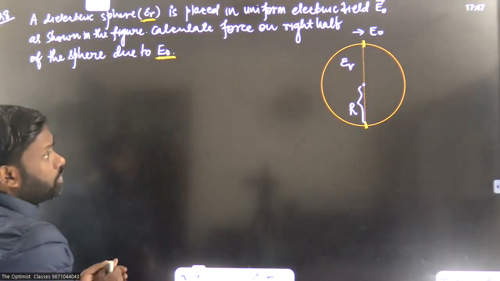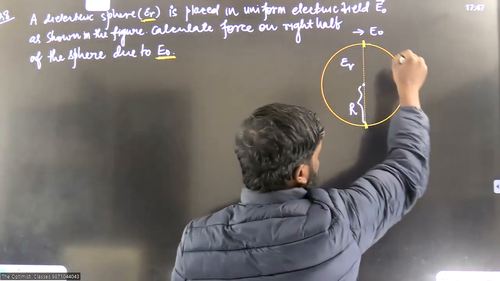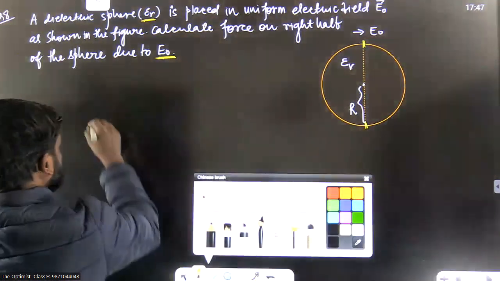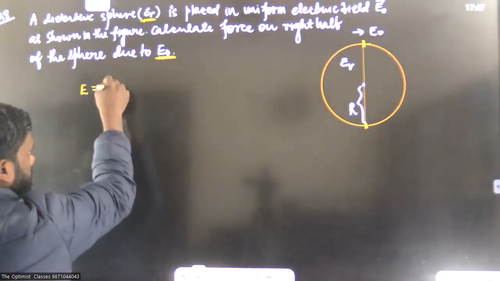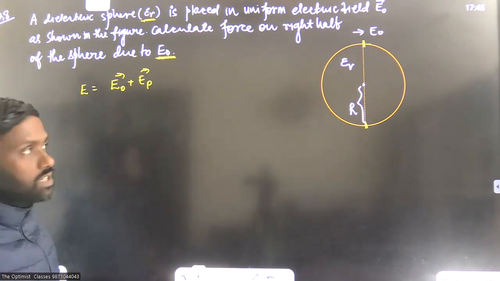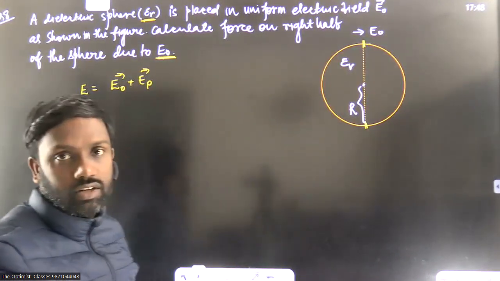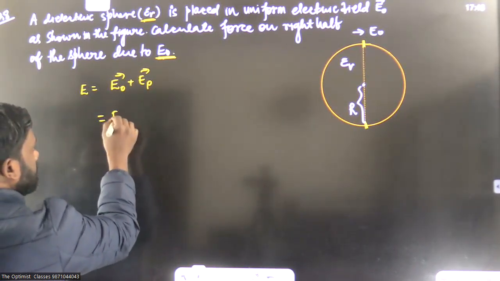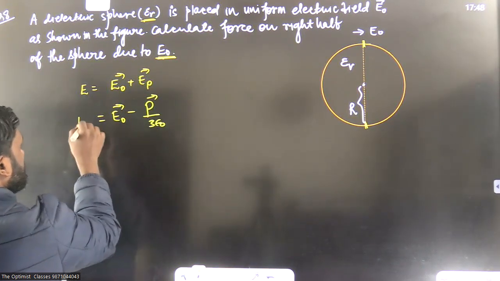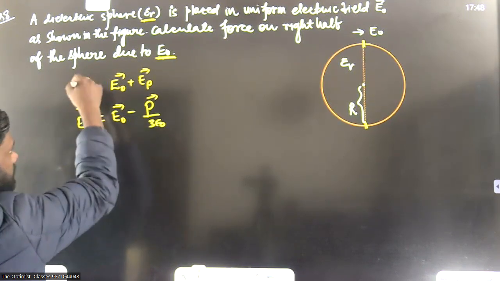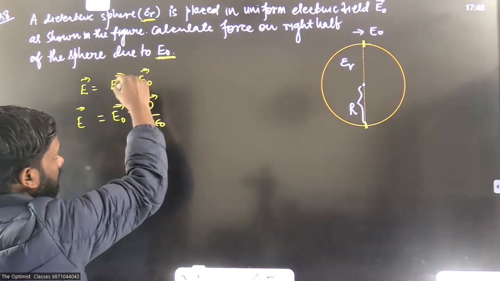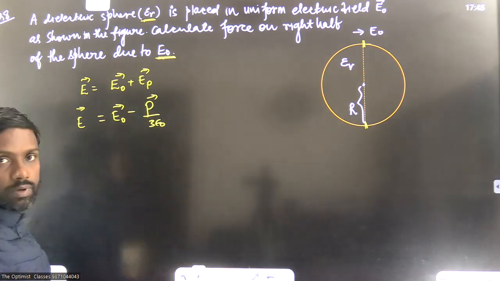So first of all, we'll calculate the charge induced on this right half surface. For that, we'll calculate the net electric field inside the dielectric, which will be equal to the applied electric field plus the field appearing because of polarization. This sphere will get polarized because of the presence of the external electric field. And we know that when a sphere gets uniformly polarized, it develops an electric field of minus P upon 3 epsilon naught. This E is the net electric field inside the dielectric sphere.